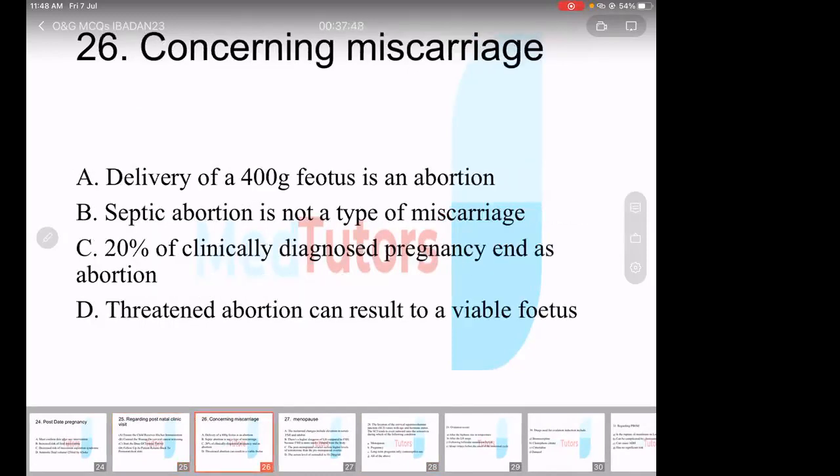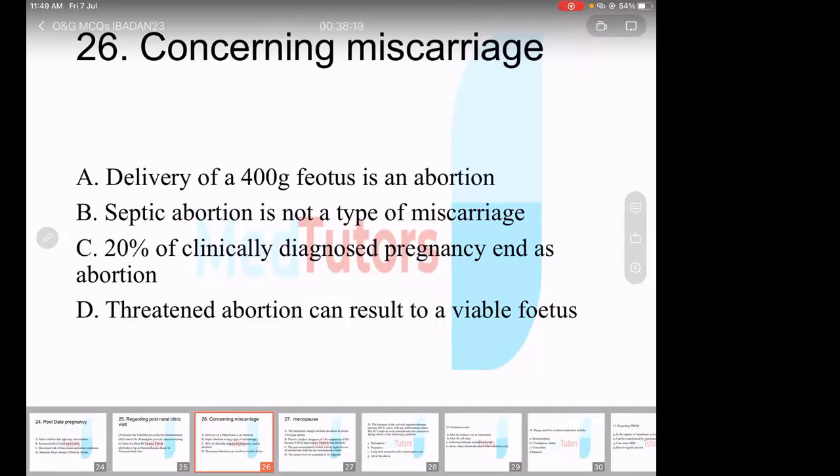Question 26, concerning miscarriage. A, the delivery of a 400 gram fetus is an abortion. B, septic abortion is not a type of miscarriage. C, 20% of clinically diagnosed pregnancy end as abortion. D, threatened abortion can result to a viable fetus.